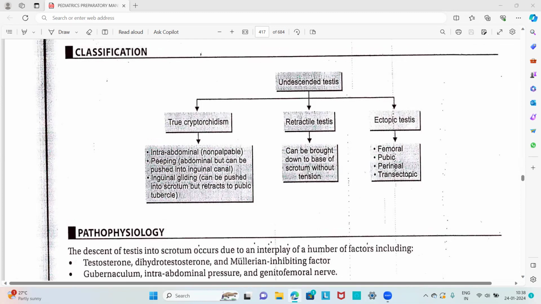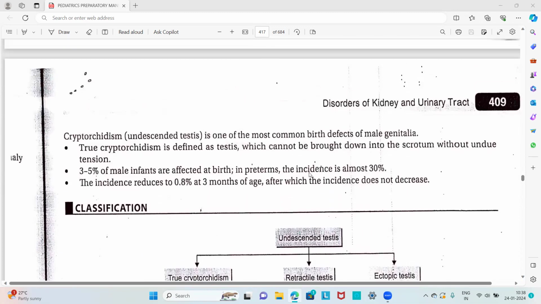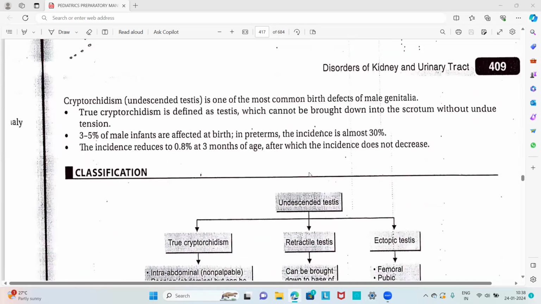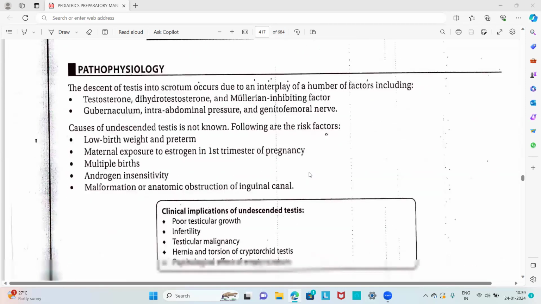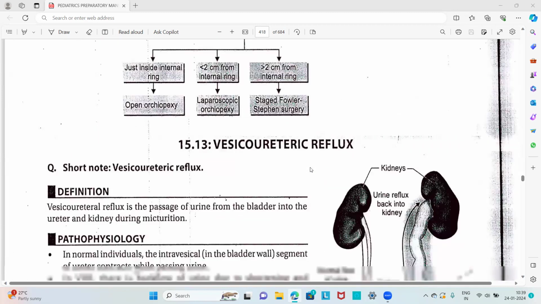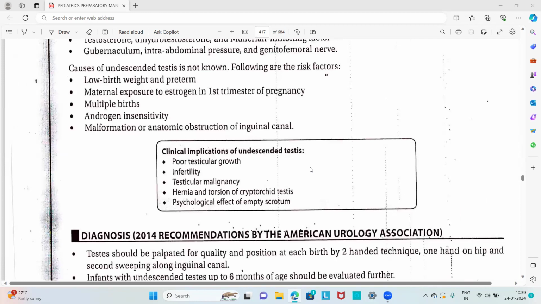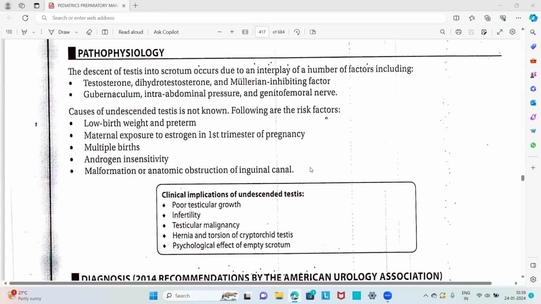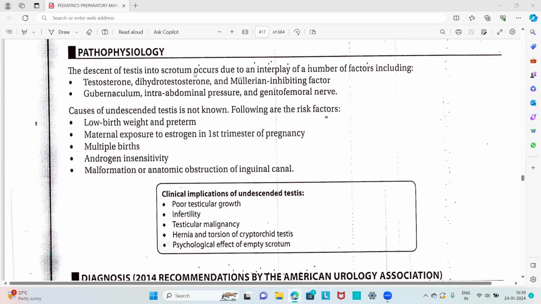When a short note is asked regarding cryptorchidism, we have to write the definition, then classification, then the pathophysiology, and how you will diagnose and treat cryptorchidism. The next heading is the pathophysiology. The descent of the testis into the scrotum occurs due to an interplay of numerous factors, including testosterone, dihydrotestosterone, and Muller inhibiting factor, and also the gubernaculum, intra-abdominal pressure, and genitofemoral factor, which also contribute to the descent of the testis.